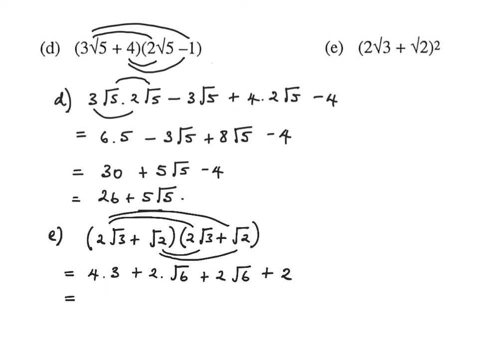So I've cut down the working a little bit here. What I have here is I've got 12 plus 2 gives me 14. 2 root 6 plus 2 root 6 is 4 root 6.